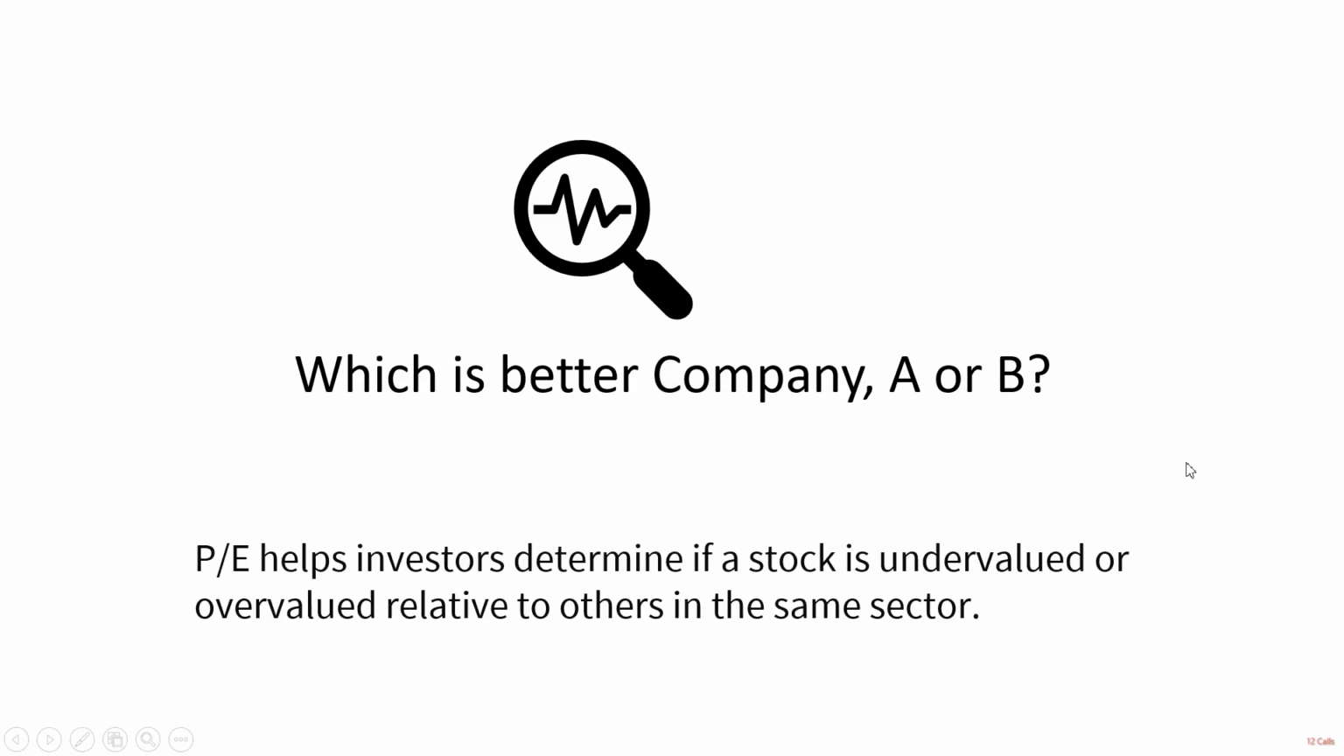So a P by E ratio helps investors to determine if a stock is undervalued or overvalued relative to other companies in the same sector. Please note the words same sector.